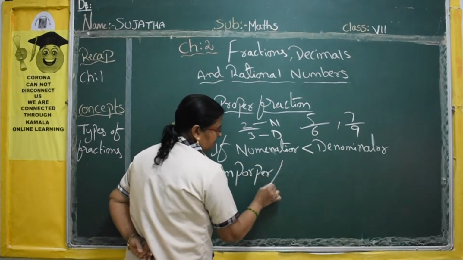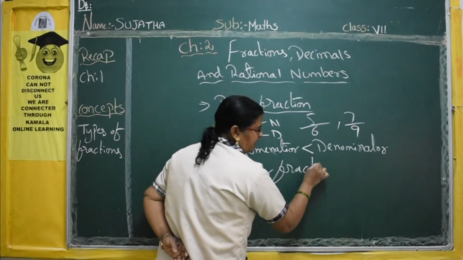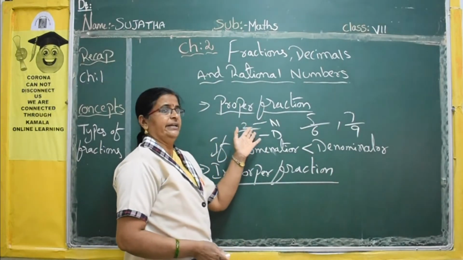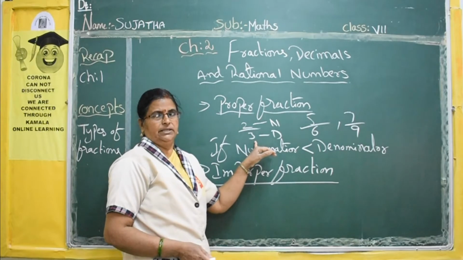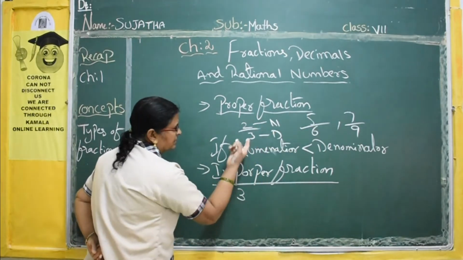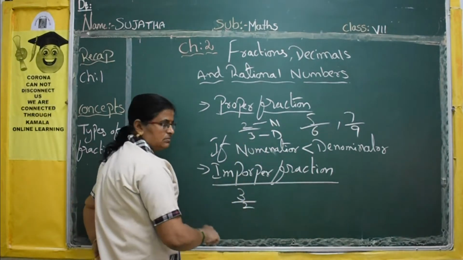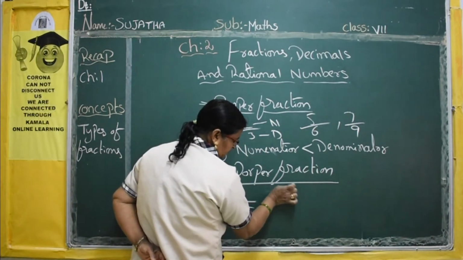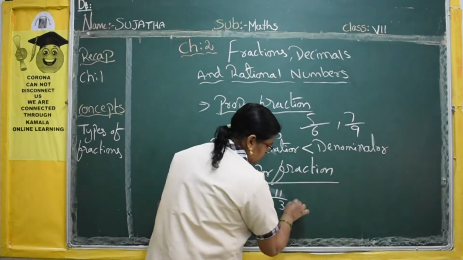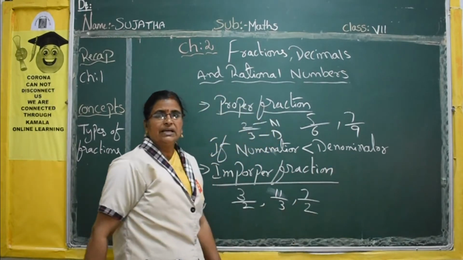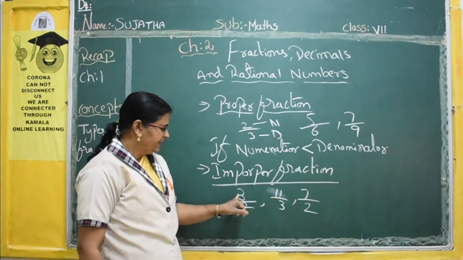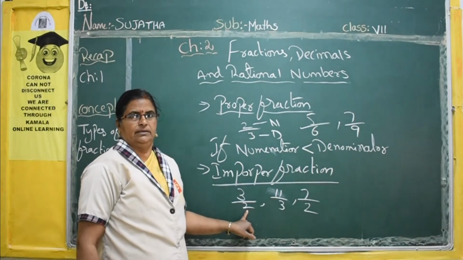Improper fraction. What is meant by improper fraction? Opposite of this. If the numerator is greater than the denominator, it is an improper fraction. Reverse, you can take 3 by 2, then 11 by 3, 7 by 2, like this. These are all improper fractions. Why? Because numerator is greater than the denominator.